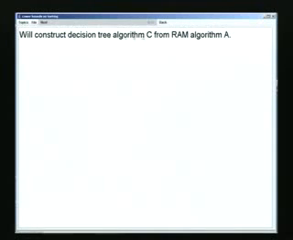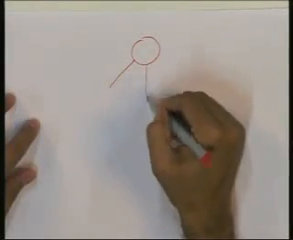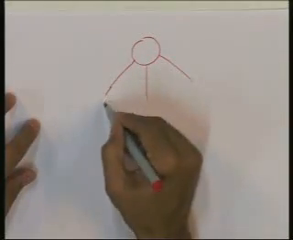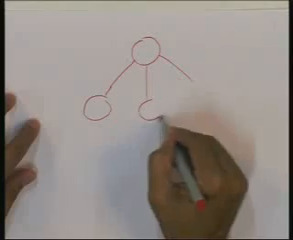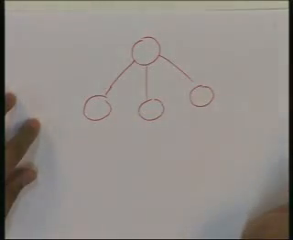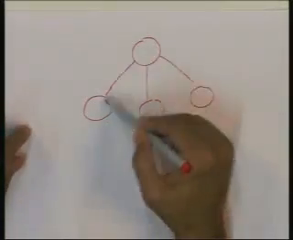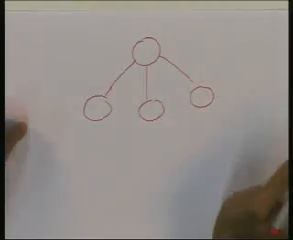Okay, so this is what we are going to do. We are going to construct C from RAM algorithm A. So let me remind you what C looks like. C is going to be some root node, maybe some branches, maybe nodes over here, and so on. So if I tell you how these things are going to be labeled, then I am done.